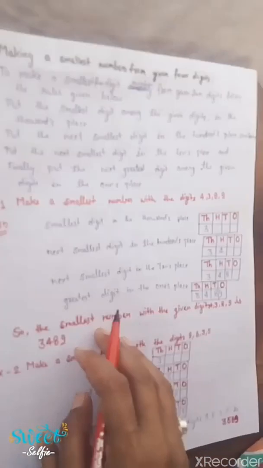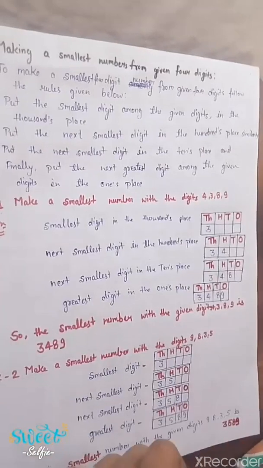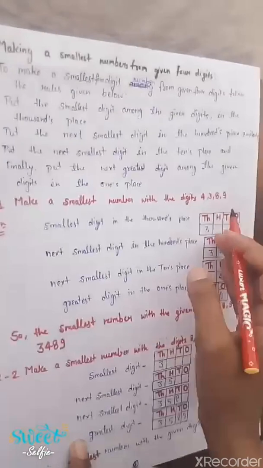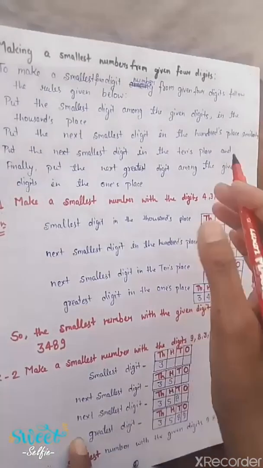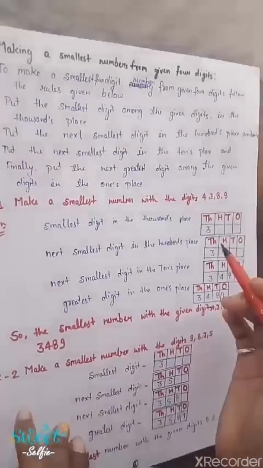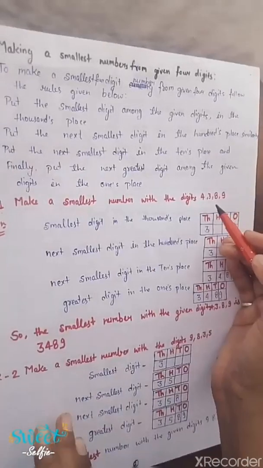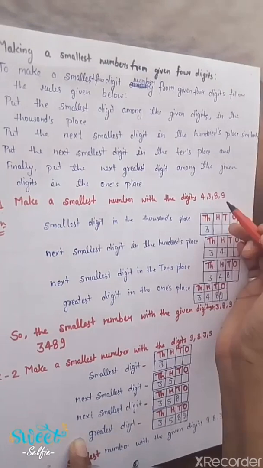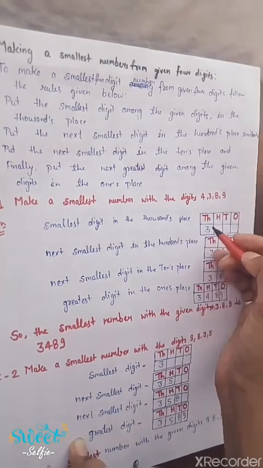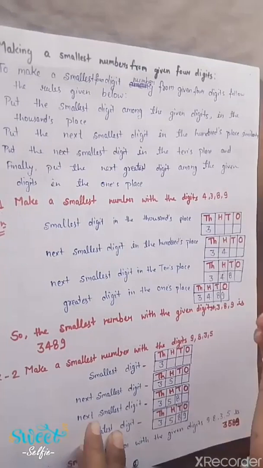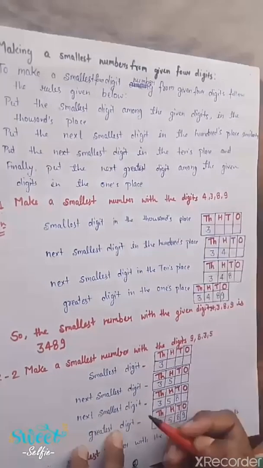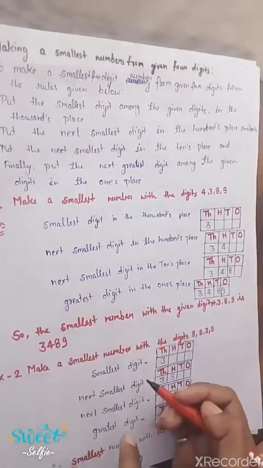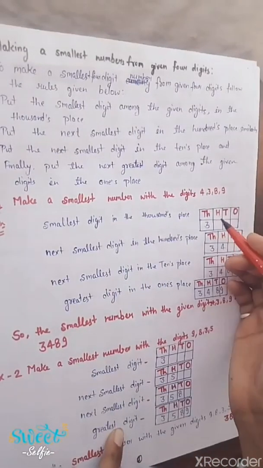Okay, so we will look at an example. The first example is: make the smallest number with the digits 4, 3, 8 and 9. According to the rule, which is the smallest digit among these digits? Yes, absolutely, 3 is the smallest digit among these digits. So where will we write 3? We have to write 3 at the thousand place. Okay, and the next smallest digit in the hundred place. So which is the next smallest digit? Yes, 4 is the next smallest digit.